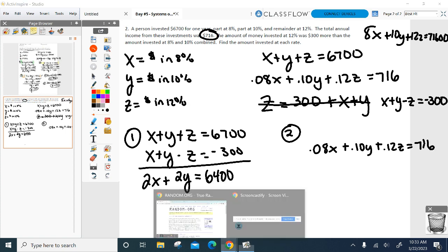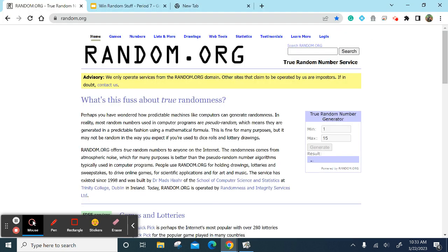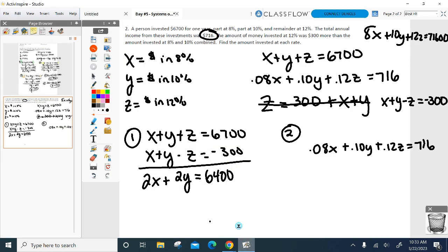All right, your choice. Which one do you want to pick to work with? 11, which one do you want to pick, Jake? I guess x plus y plus z. Sure.